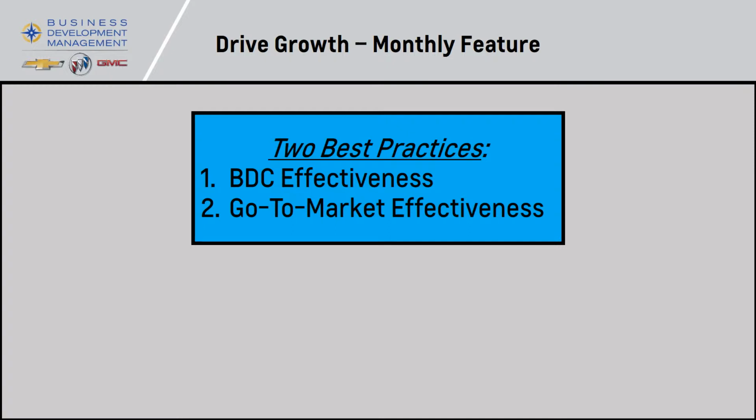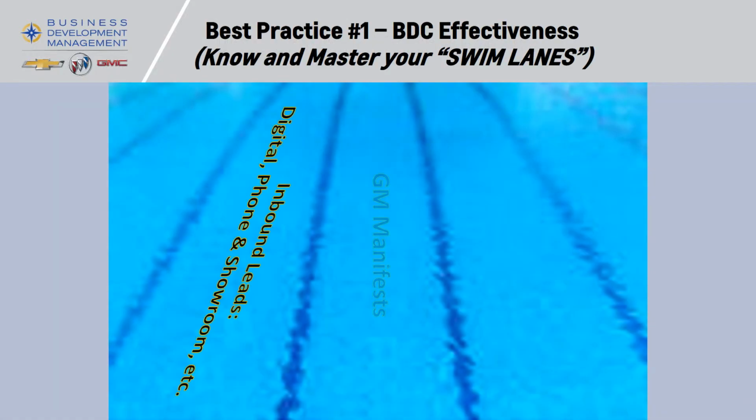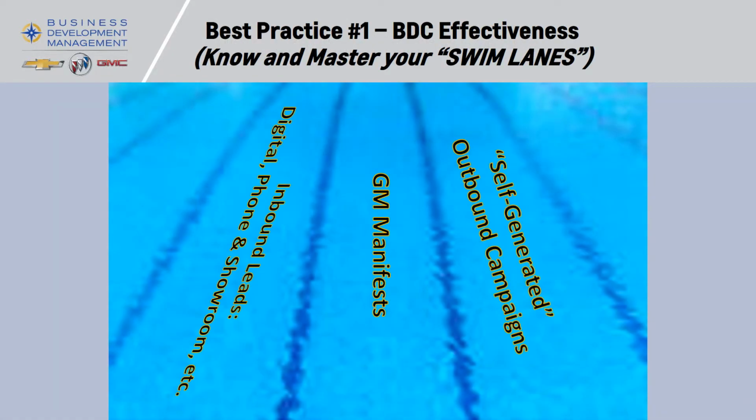So we're going to look at BDC effectiveness and go-to-market effectiveness. So just a quick intro. We always talk about the 3 swim lanes that BDCs operate out of: those inbound leads, which are imperative, working the GM manifest and dealer web manifest, and are they creating self-generated outbound campaigns?